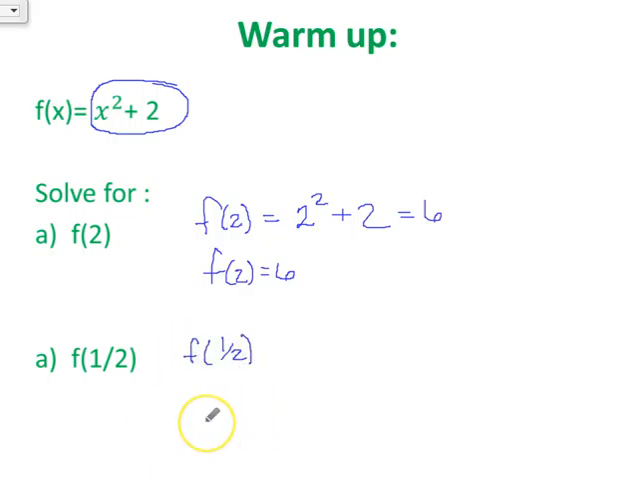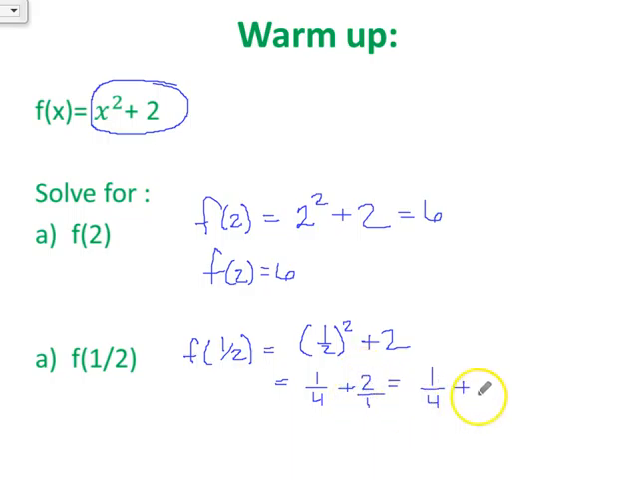It tells us to do the same thing. Whenever we see an x in our function equation, we're going to plug in 1/2. So we'll have 1/2 squared plus 2. I know 1/2 squared, I square each the numerator and my denominator, so I'll get 1/4 plus 2. Remember, in order to add fractions, you have to have a common denominator. So I'm going to change this 2, which is over 1, so that it has a denominator of 4.